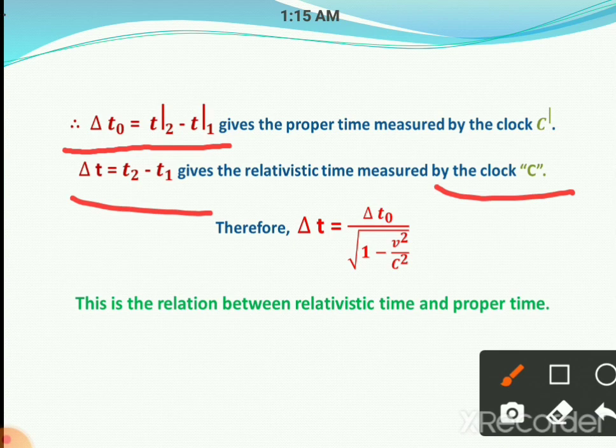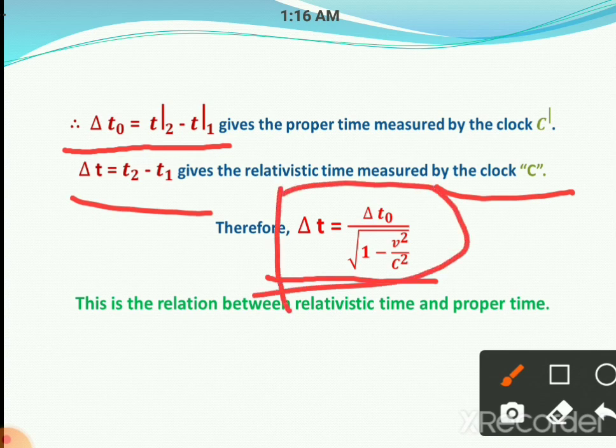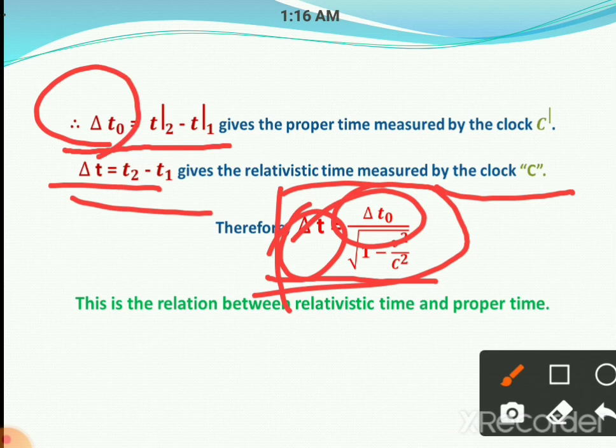Therefore, delta t is equal to delta t naught divided by square root of 1 minus v square by c square. So, this is the relation between relativistic time and proper time. In the examination, they ask to derive the relation between relativistic time and proper time. Relativistic time is denoted by delta t and proper time is denoted by delta t naught.